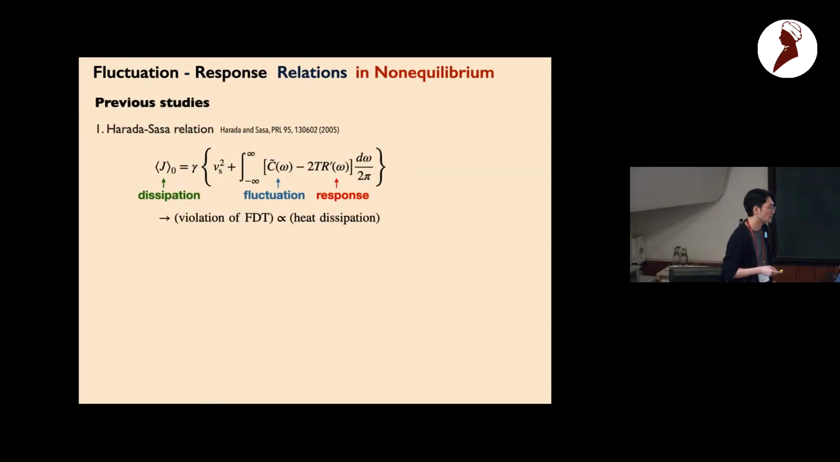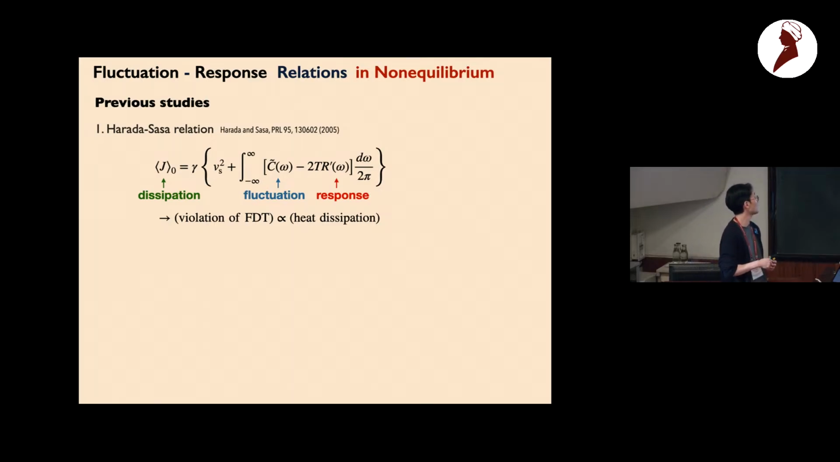Not much is known compared to the equilibrium system. There are a few previous studies about this non-equilibrium fluctuation response relation. The first famous one is the Harada-Sasa relation. This is a relation between the dissipation and the violation of the FDT. In equilibrium, this fluctuation and this response, these two terms, are the same. So this term vanishes, and there is no dissipation. However, in non-equilibrium, these two terms are not the same, so this term generates some dissipation. In this sense, this relation is very useful and meaningful.